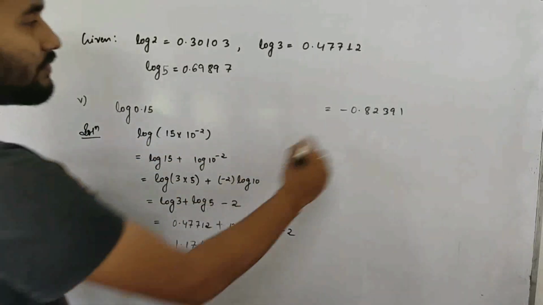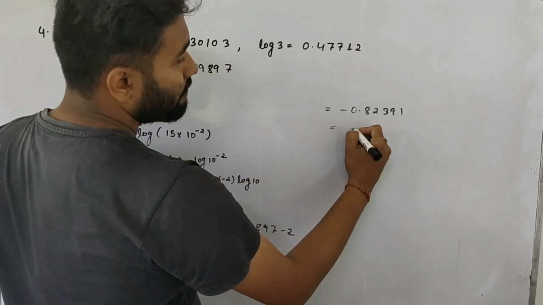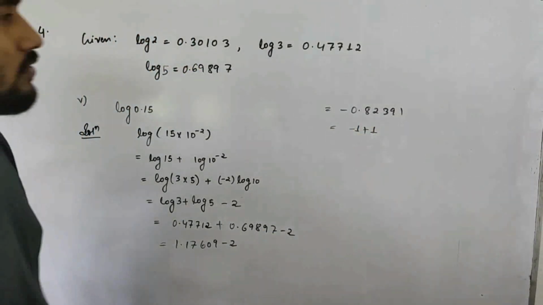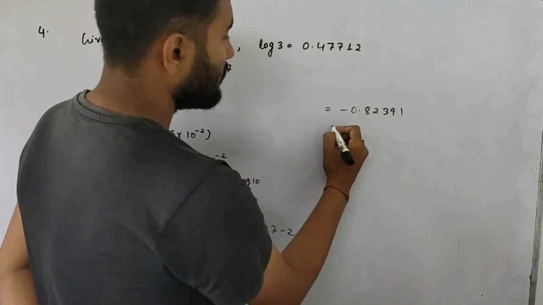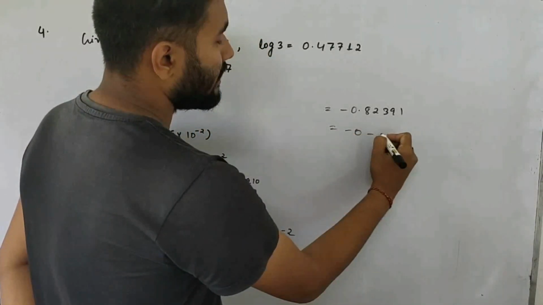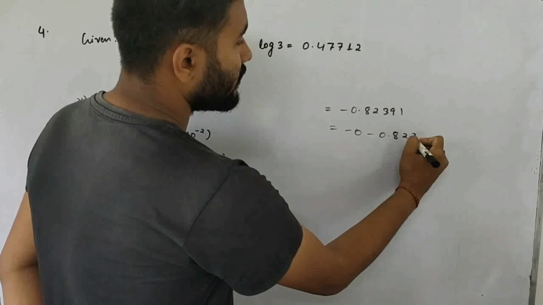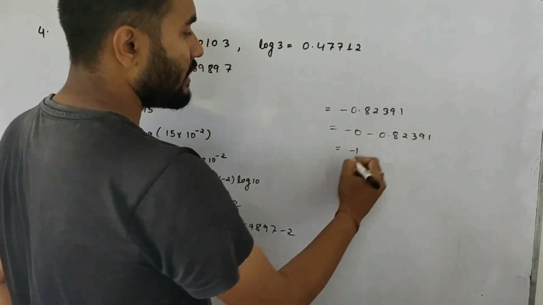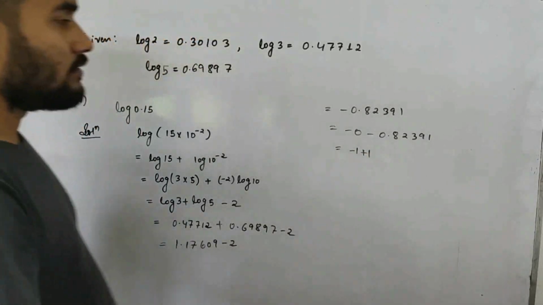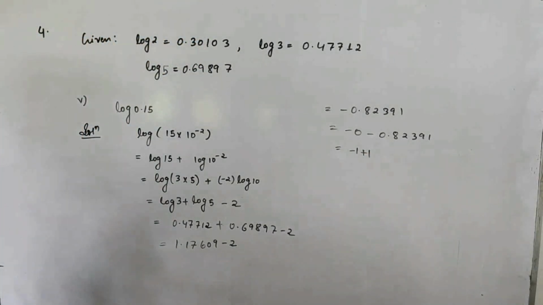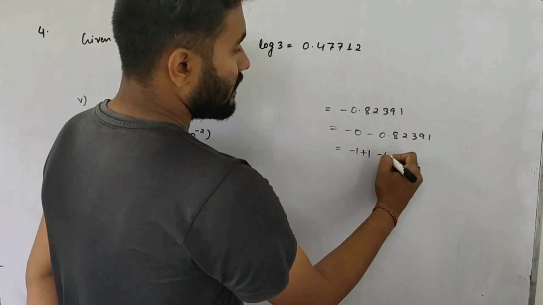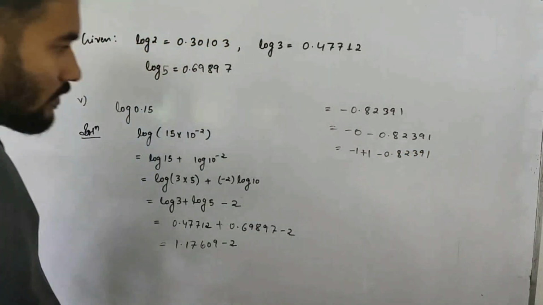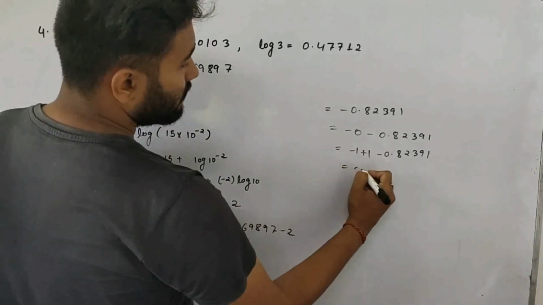Okay, so very simple. I can write this one as what? Minus 1 plus 1. Minus 1 plus 1 is 0. At first break this one: minus 0 minus 0.82391. So minus 0 I can write, just increase 1. That is minus 1 plus 1. Minus 1 plus 1 is 0. Then minus 0.82391.